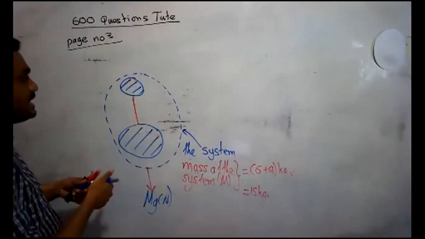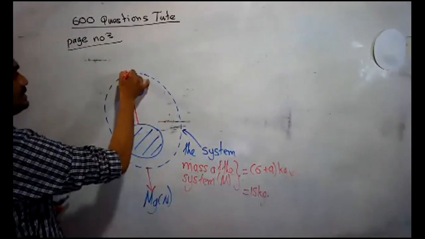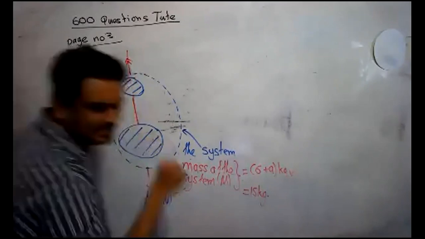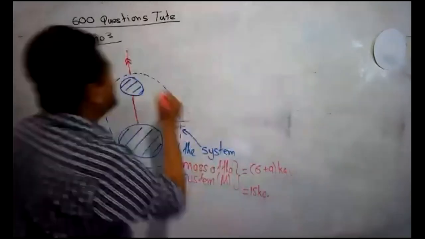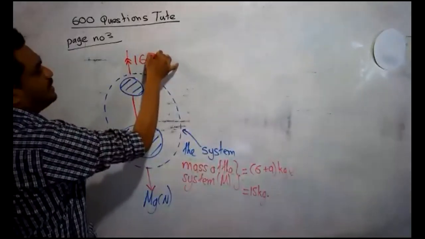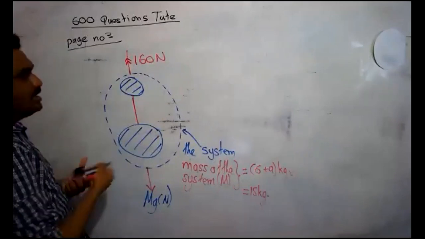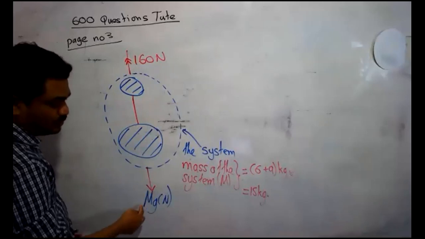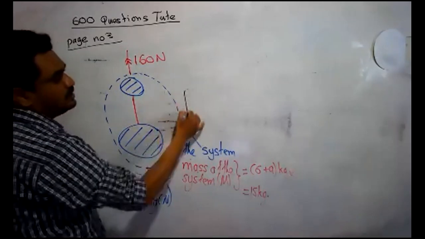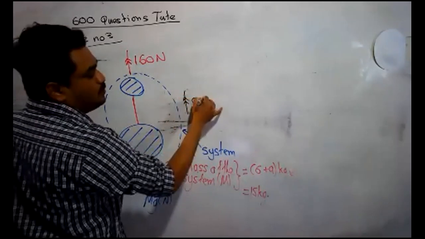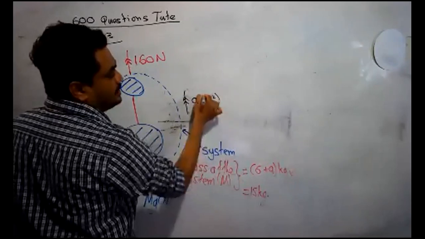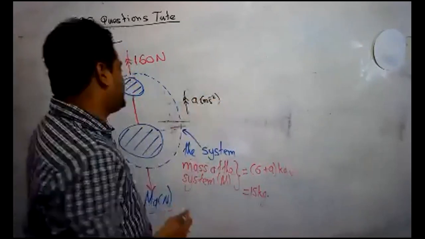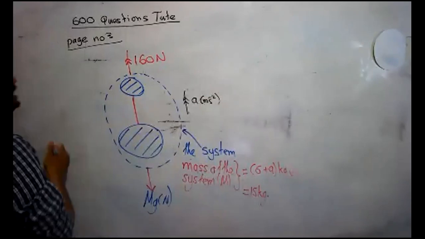The total force acting on the system is given as 160 Newton. Under the influence of 160 Newton and capital mg force, do not forget to use capital M, the entire system is moving up with an acceleration of simple a meter per square seconds. I am going to find this simple a.